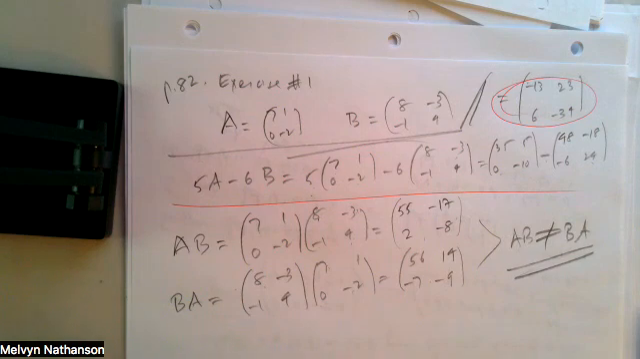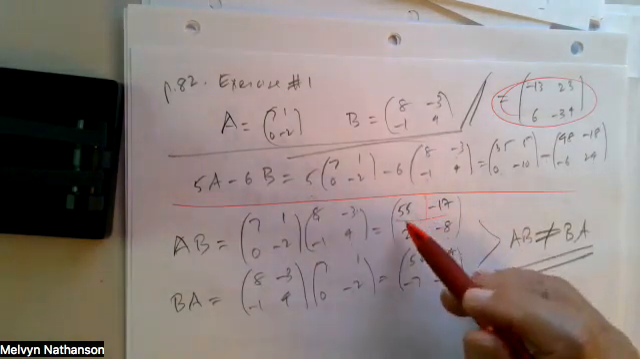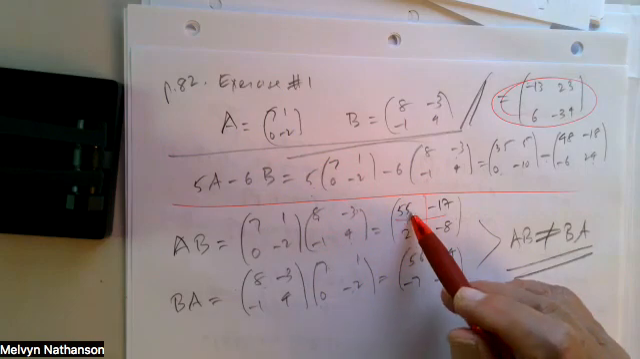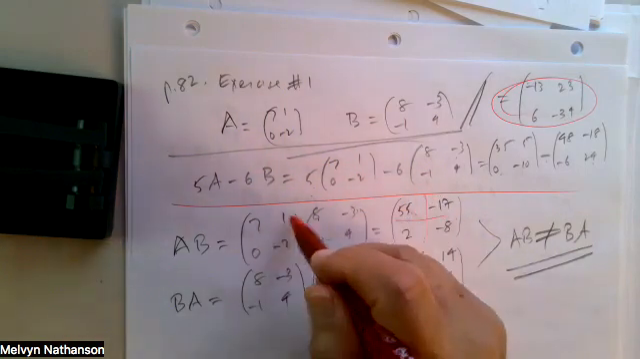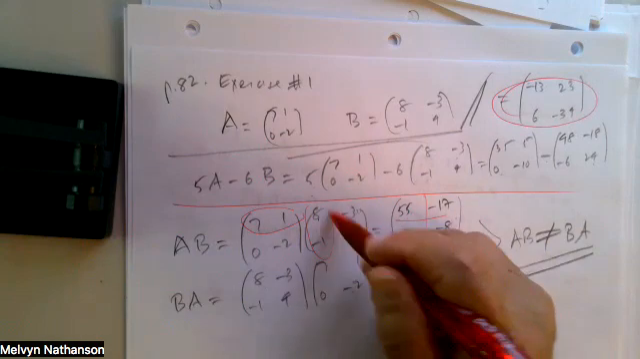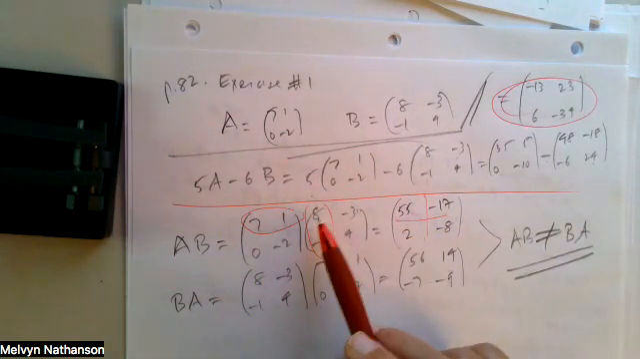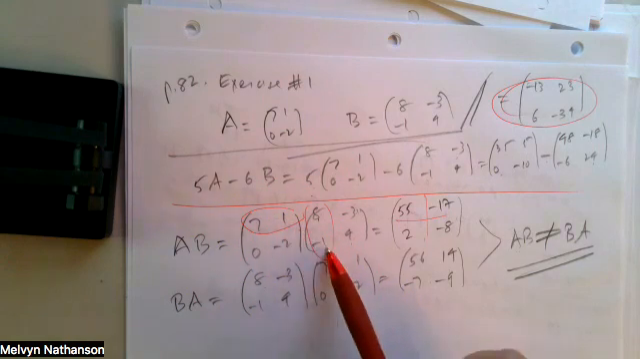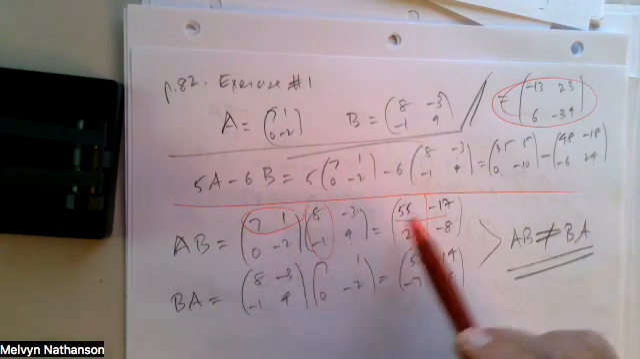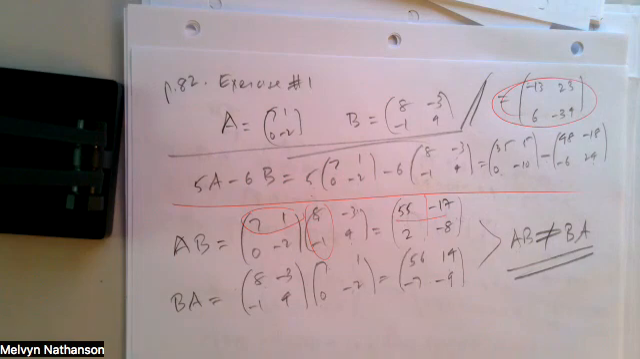AB is different from BA. So in particular, yeah, go ahead. Question. So where you got 55, negative 17, and 2 and negative 8, can you explain that one more time, how you got it? Okay, so here I want to get the entry in the first row, first column of the product. So I multiply the first row of A times the first column of B. 7 times 8 is 56. 1 times minus 1 is minus 1. 56 minus 1 is 55.